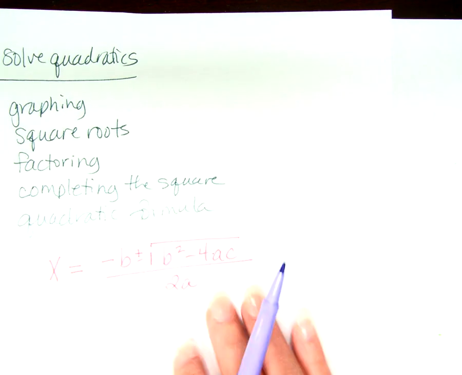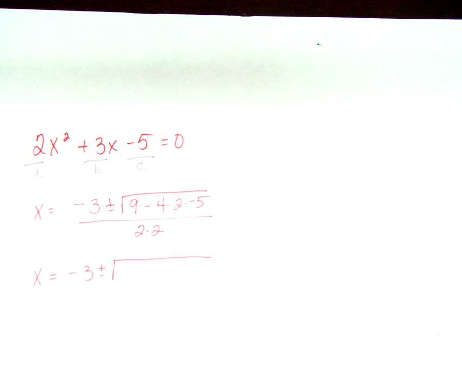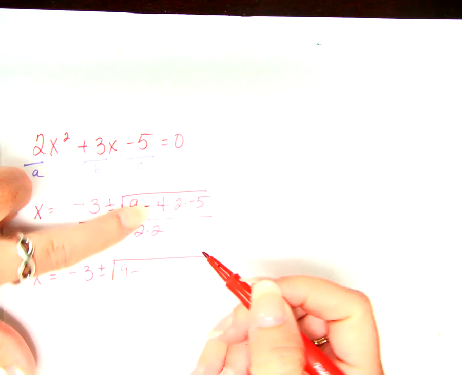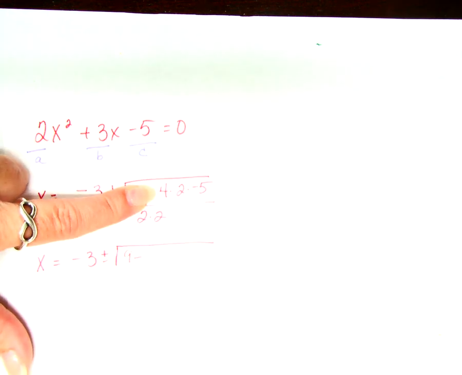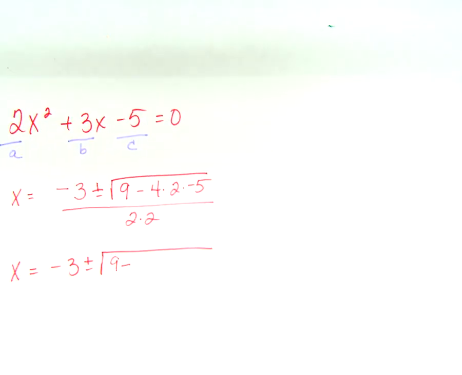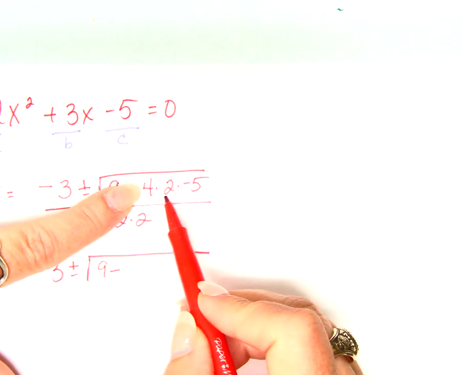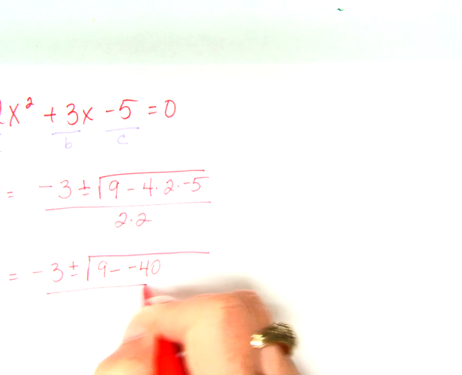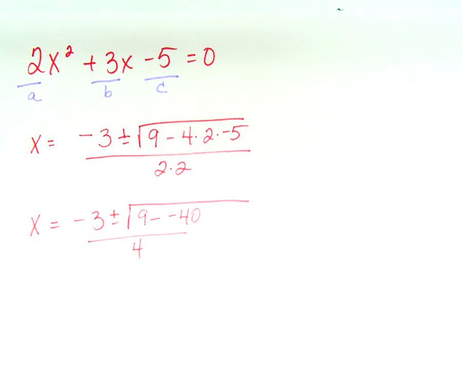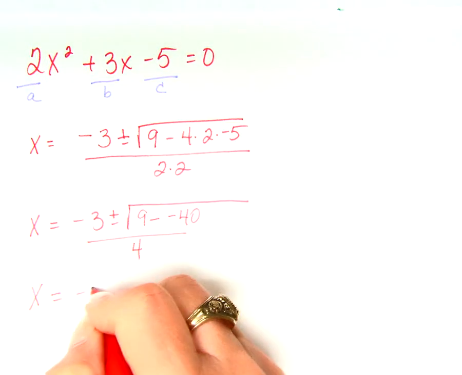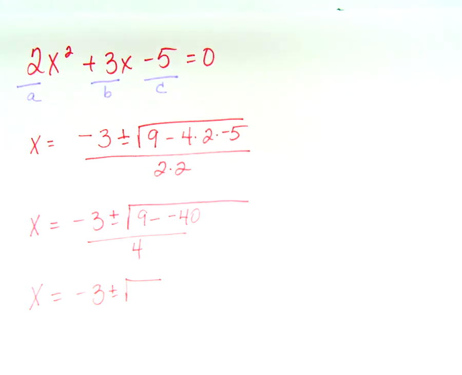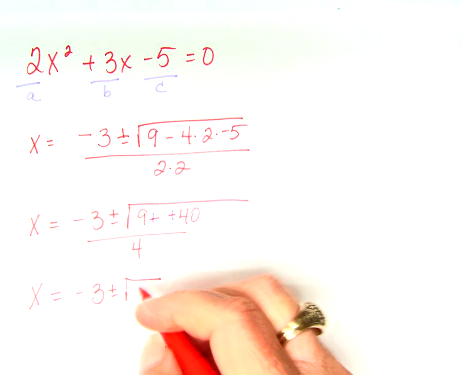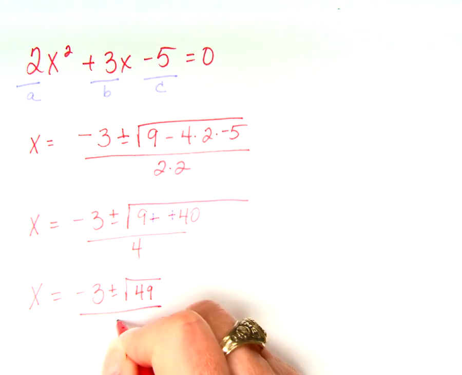Okay, so we're here, right? We're okay to here? So we have 9 minus 4 times 2 times negative 5. Well, what's 4 times 2? 8 times negative 5? Negative 40 over 4. So I have x equals negative 3 plus or minus the square root of what? It's 49 over 4. Am I done, you think?